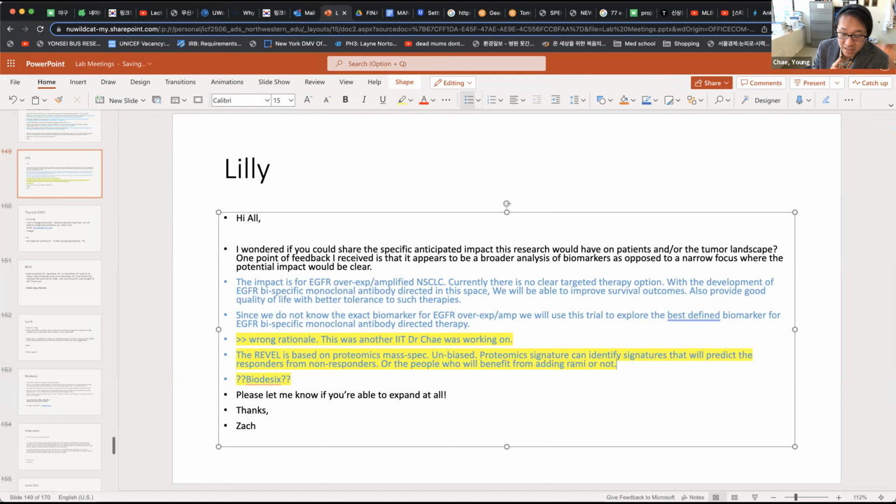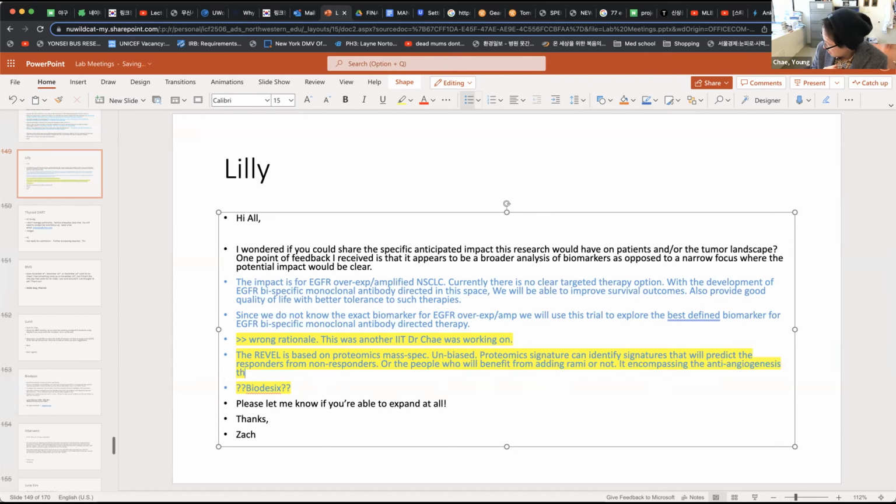And it is encompassing the whole biology behind the anti-angiogenesis therapy. I would say it is the most comprehensive top-down unbiased approach.